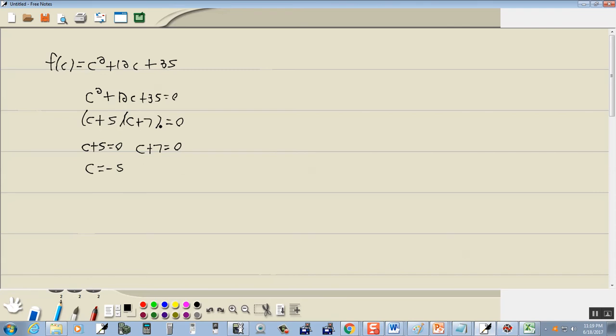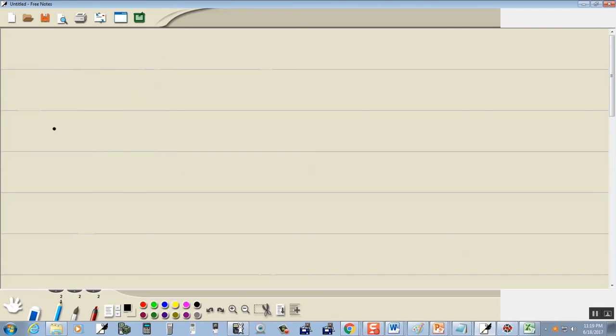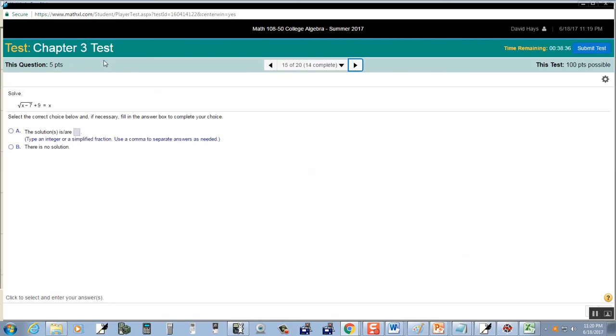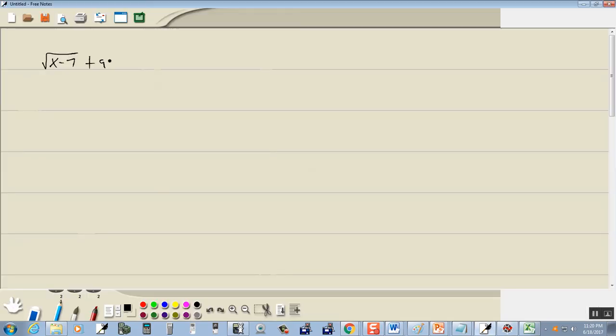Let me clear this off. Then we got square root of x minus 7 plus 9 equals x. Now we want to get the square root by itself, so we'll take the 9 over to the right side. So we've got square root of x minus 7 is equal to x minus 9. Now we're going to square both sides. When you square a square root, they cancel each other, so that gives us x minus 7. And x minus 9 squared is x minus 9 times x minus 9.